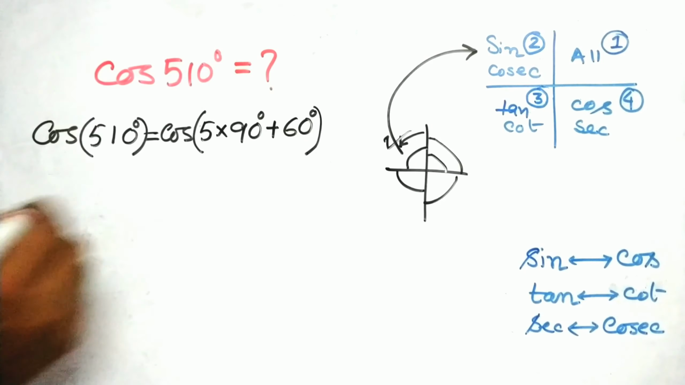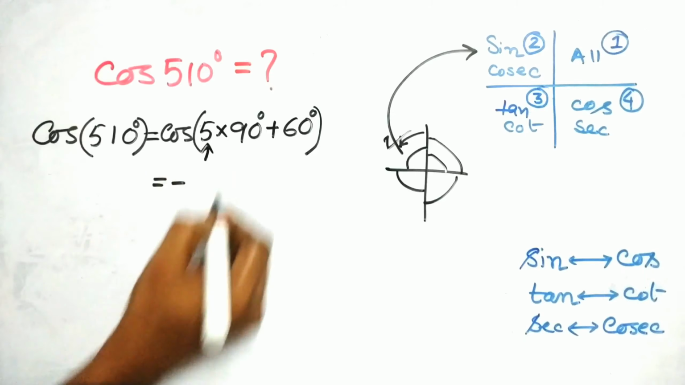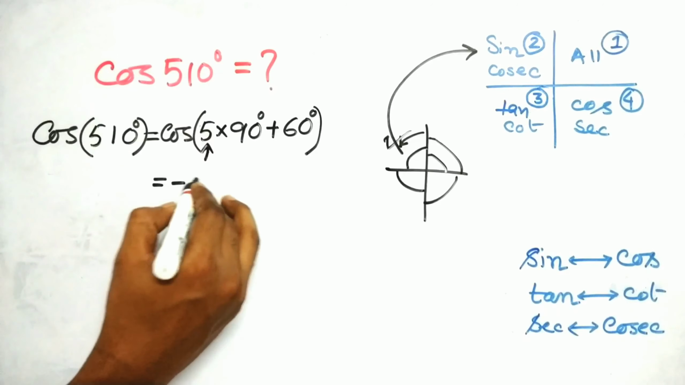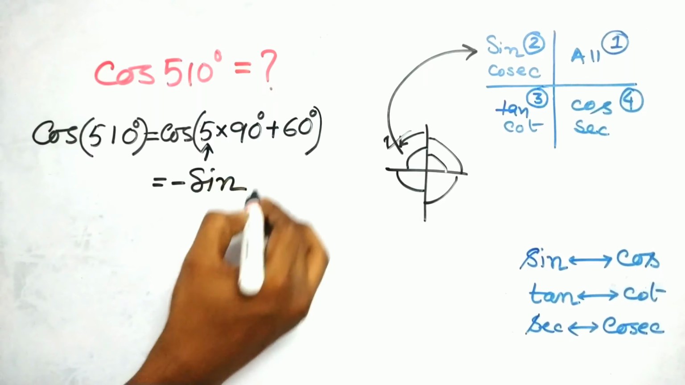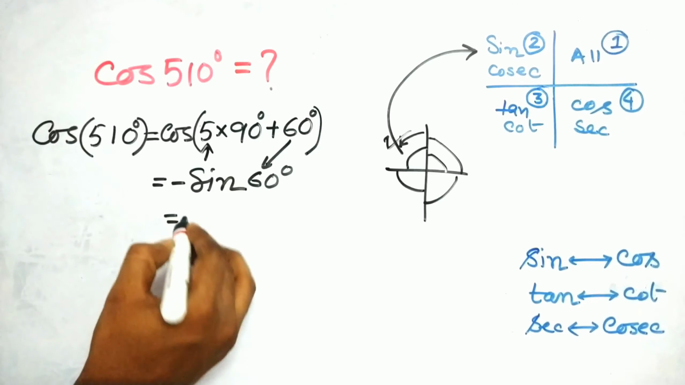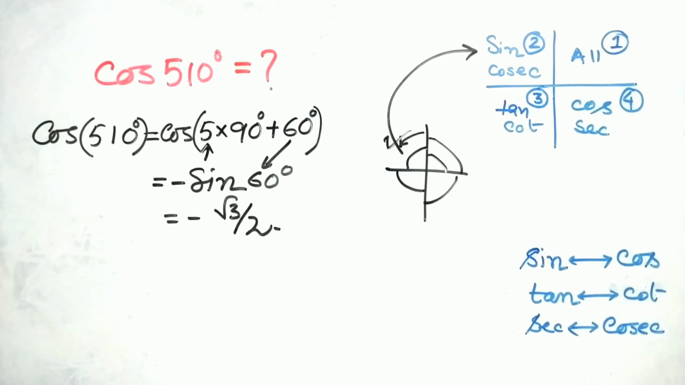So that means we have to put a negative sign because it is not a quadrant for cos, and here it is odd multiplier. So for cos we have to take sine. So let's put sine, and it is 60, so we will write 60 degree. So what is sine 60 degree? This is root 3 by 2, and it is the answer.